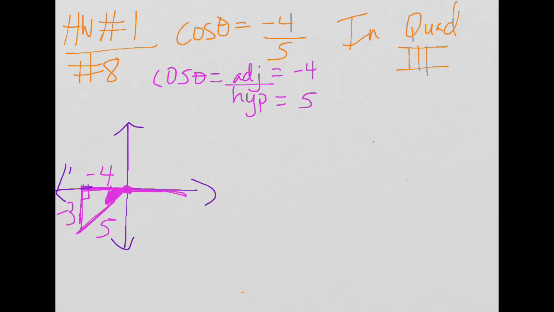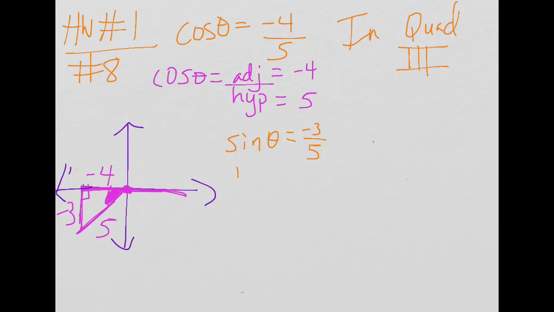Okay, so what we need to do now is just find the other 5 trig functions. So the sine of theta, SOH is opposite over hypotenuse. So the opposite is -3 over the hypotenuse, which is 5. So then what we've got to do is find the tangent, because we've already found the cosine.